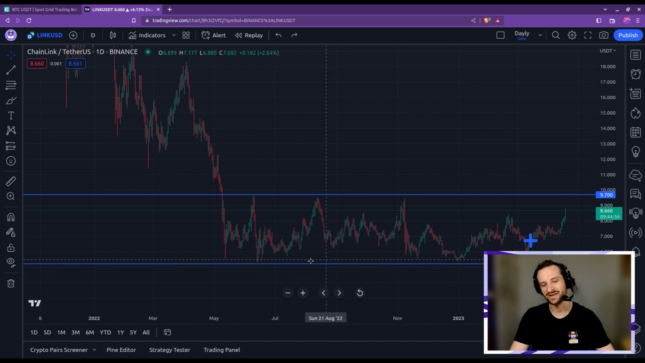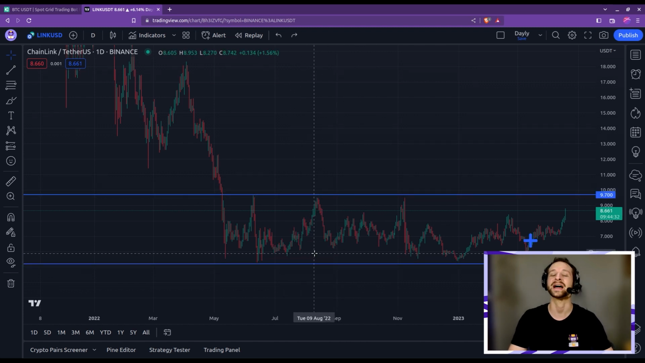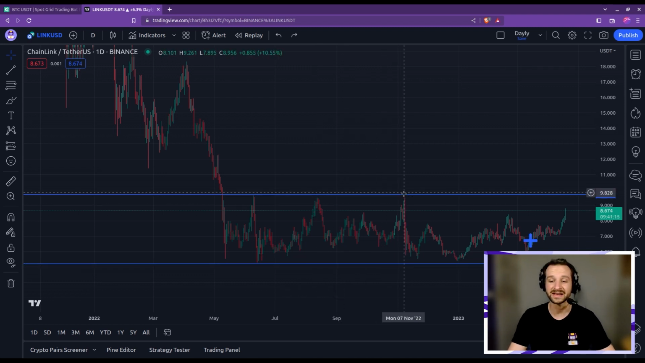By the way, you might have guessed that these blue levels that I drew here are the limits of the grids that I gave to the trading bots I'm running the test with. And you should observe that I didn't exactly glue the levels to the peaks nor the troughs. I gave them a bit more room just in case.